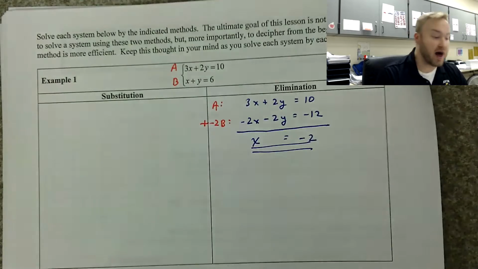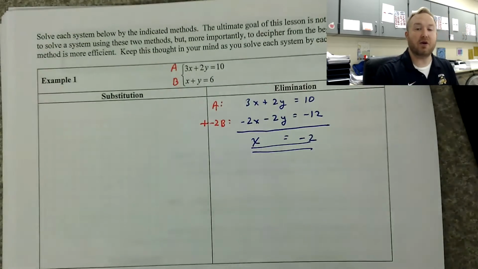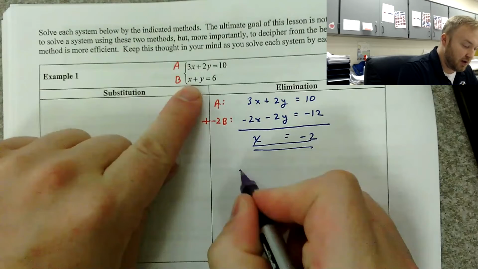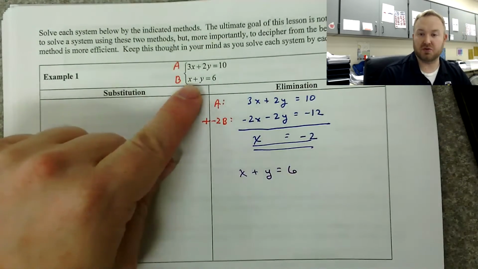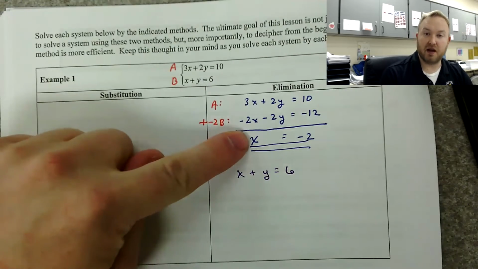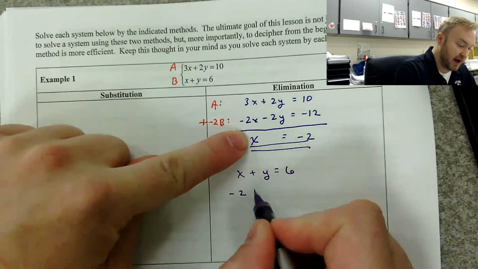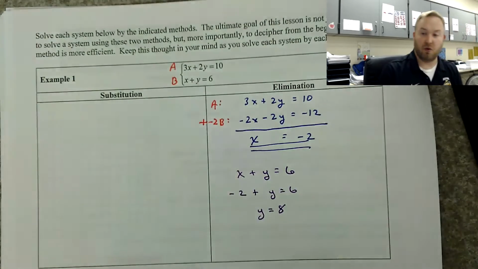We need to find the y value. To do that, all we have to do is use any equation that has x and y in it. I'm going to use equation B because it looks to be the simplest one. So I look for the simplest equation, and I just plug in the number that I got for x. Add 2 to both sides, and I get that y is 8.